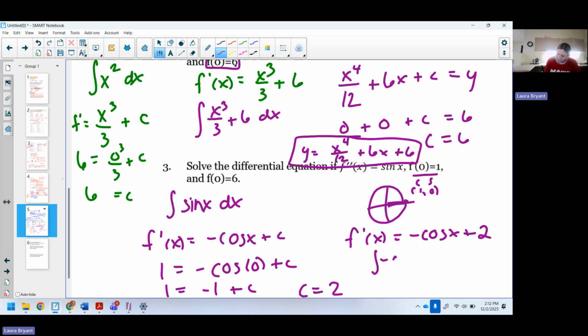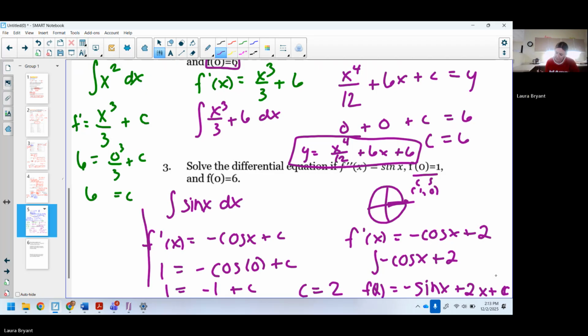I'm going to integrate that to get my original. The integral of negative cosine is going to be negative sine because cosine goes to sine and I carry the negative with it. And 2 will go to 2x and I put a plus c at the end. And I totally ran out of space here, so I'm going to move over here.